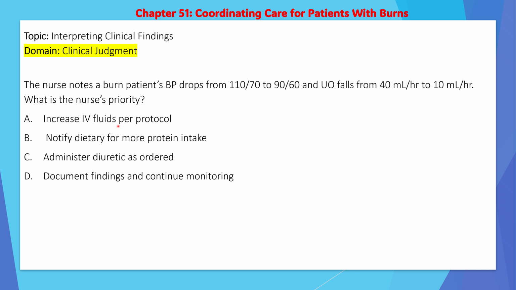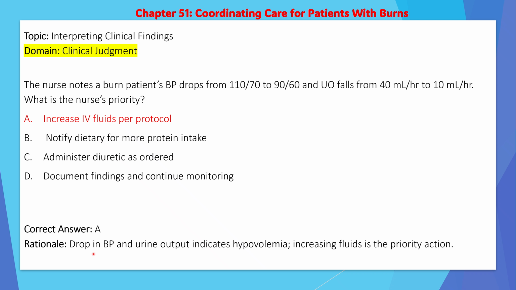A. Increase IV fluids per protocol. B. Notify dietary for more protein intake. C. Administer diuretic as ordered. D. Document findings and continue monitoring. So the priority is to increase IV fluids per protocol, because a drop in blood pressure and urine output indicates hypovolemia. Increasing fluids is the priority action. Next.